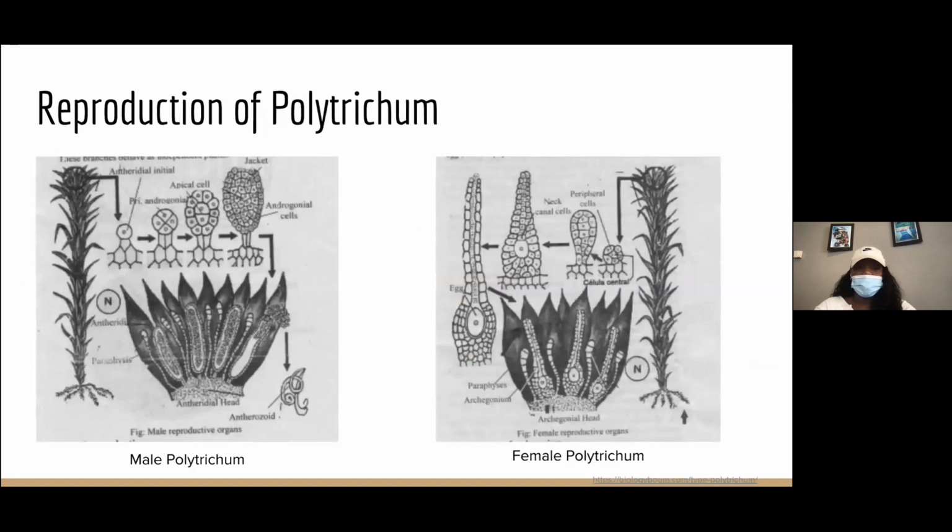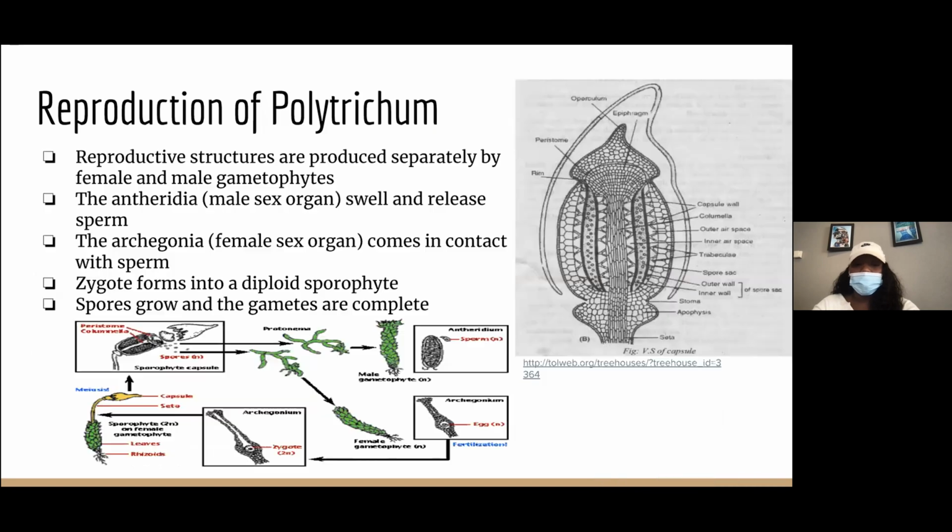So in this picture, as you can tell, again, on the left-hand side is the male Polytrichum reproductive organs, and then on the right-hand side is the female Polytrichum reproductive organs. The reproductive system of the Polytrichum moss is complex because there's asexual and sexual reproduction. Reproductive structures are produced separately by female and male gametophytes, or what we commonly know as haploid cells. The male sex organ is called the antheridia. The antheridia usually swells and releases sperm when mixed with water, which is transferred with the help of splash cups.